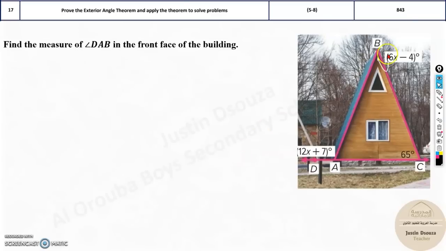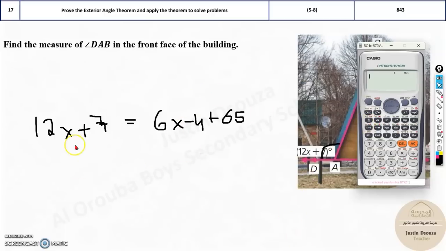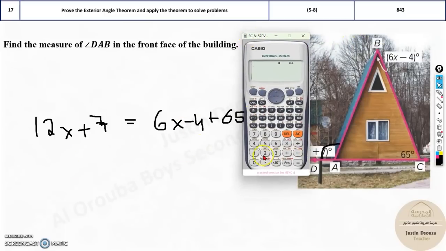Now let's see problems on this. Find the measure of DAB, this angle in the front face of the building. Now, they have given angles in terms of x. B is given, C is given, and this is also given, but it's in terms of x. They want an angle. All you need to do is understand the exterior angle theorem. That would mean 12x plus 7 will be equal to the sum of these both, that is 6x minus 4 plus 65 degrees. Now solve it. You can use your calculator directly, otherwise you can just take the x to the other side and solve it. It's very simple. You can directly get the answer.